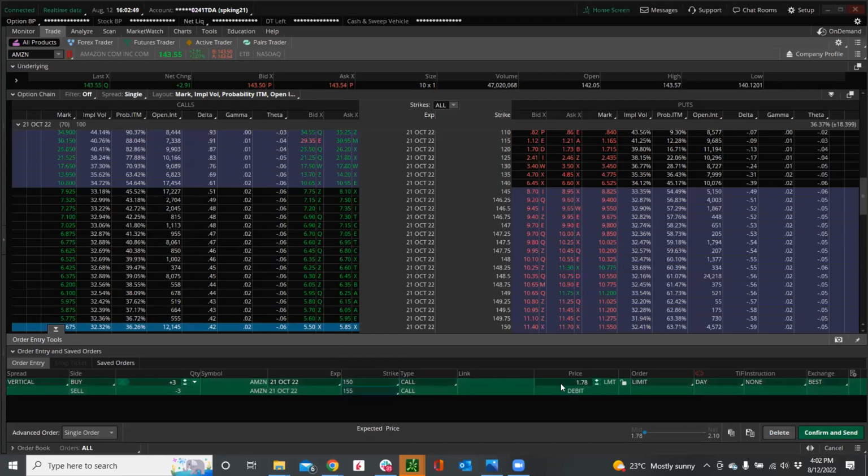And that is going to give me a cost of $1.78. Or $178 per contract. So let's just call it $2. So if the cost to do this debit spread is $2, then my maximum loss.